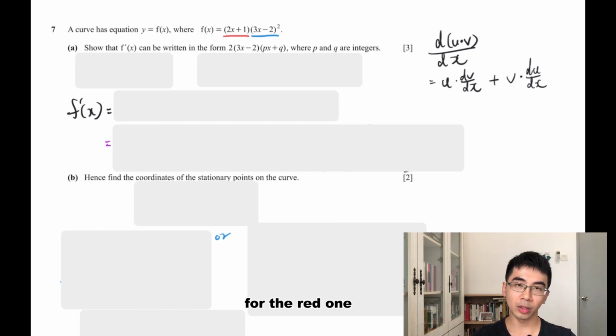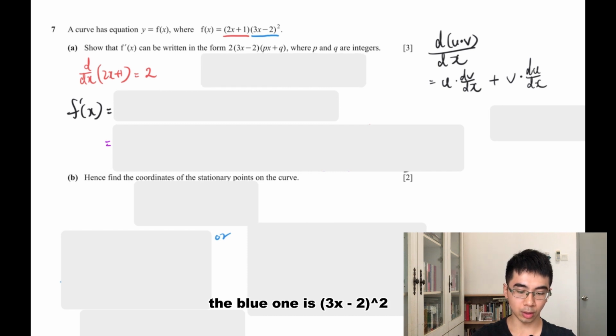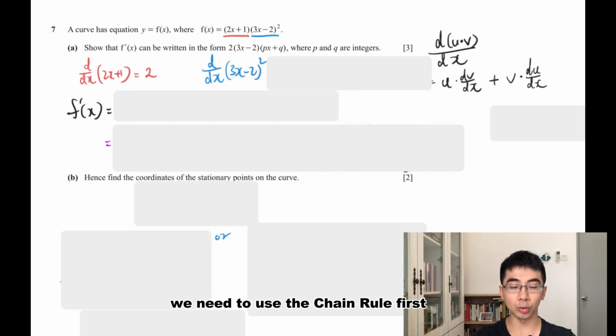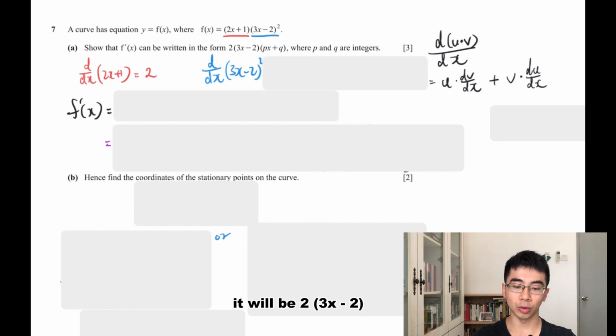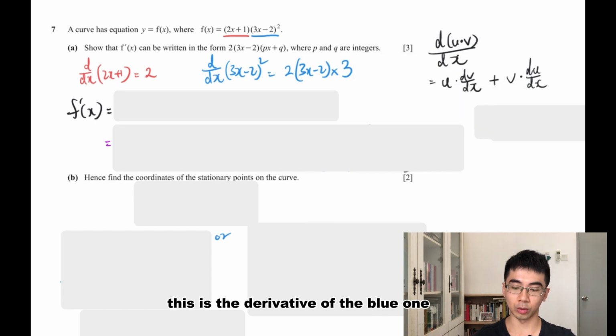So let's do it. For the red one, if we differentiate 2x plus 1, it will just give you 2, right? How about the blue one? The blue one here is (3x minus 2) to the power 2. So we need to use the chain rule first. So it will be equal to 2 times (3x minus 2), and then further differentiate the bracket. It will be 3. This is the derivative of the blue one.